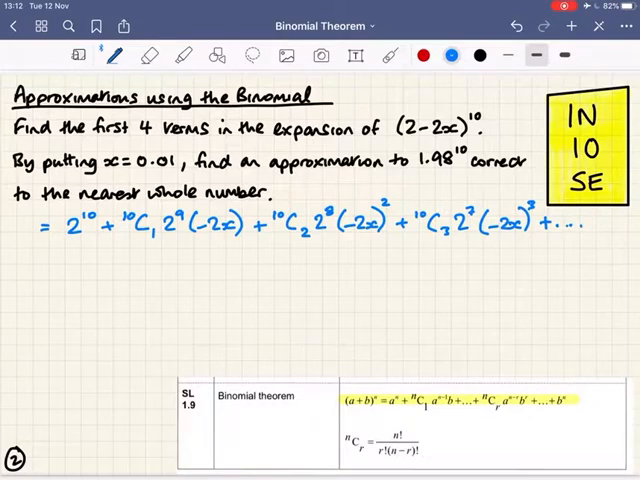Let's resolve those then. So 2 to the 10, using the calculator, 1024. 10c1 is 10.